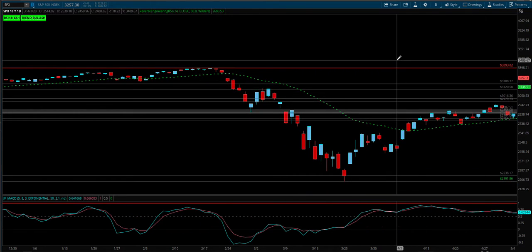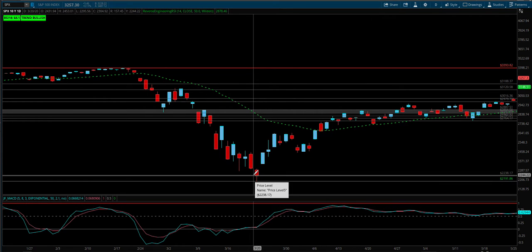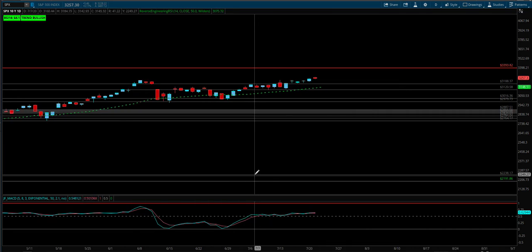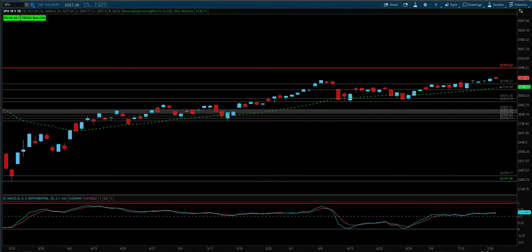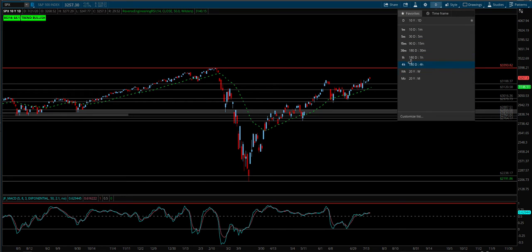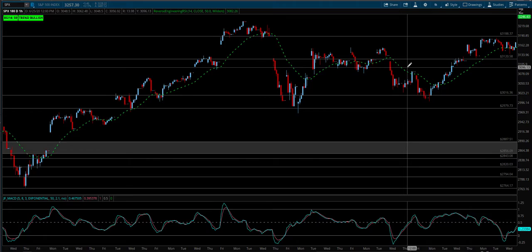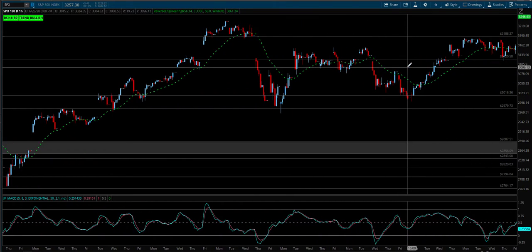So like I said, usually you get them at turns, at bottoms and tops. Here you see we have another one, and we're probably not going to get there anytime soon. And when you go down to the lower time frames, it's a lot easier to spot because you have a lot more than you do on a daily.